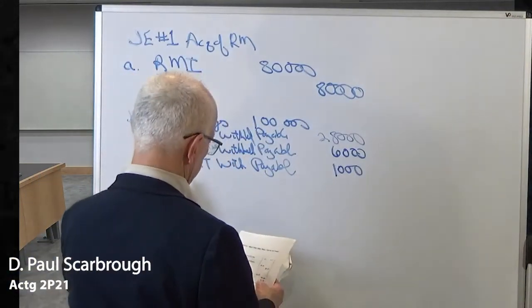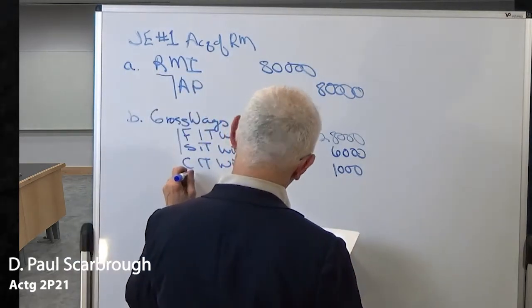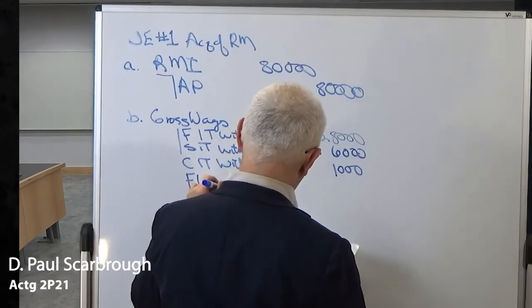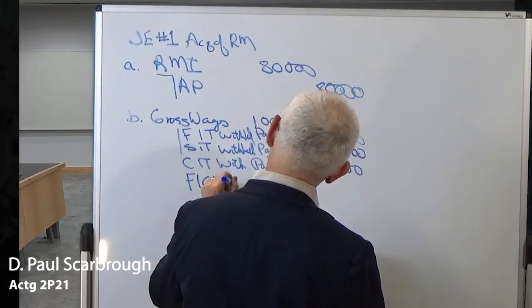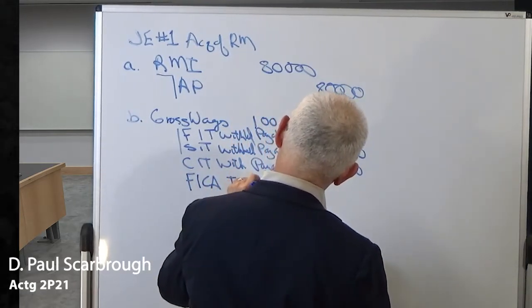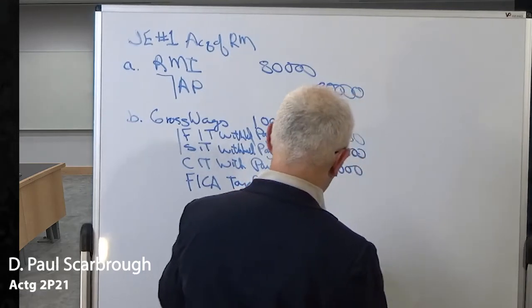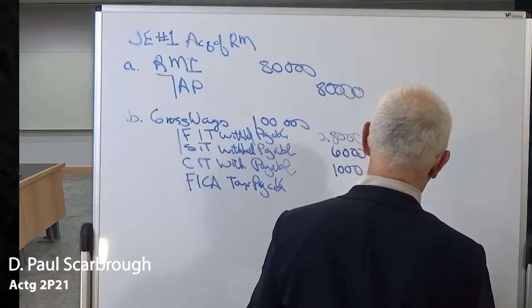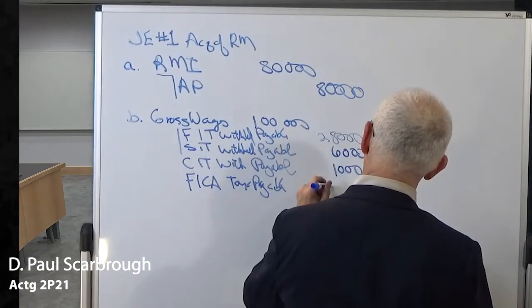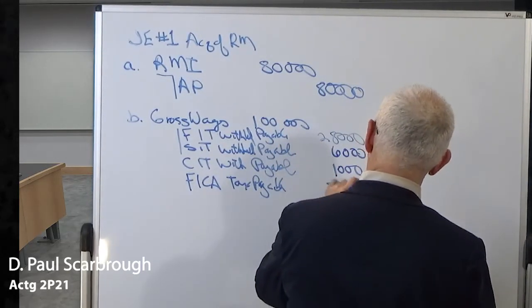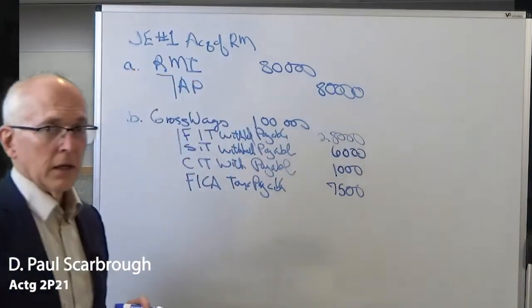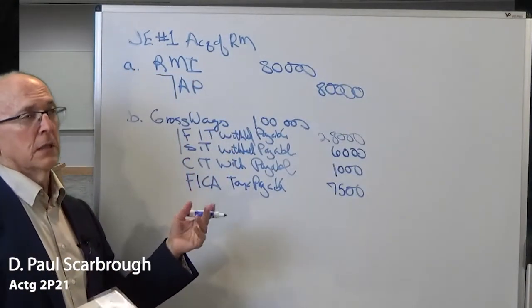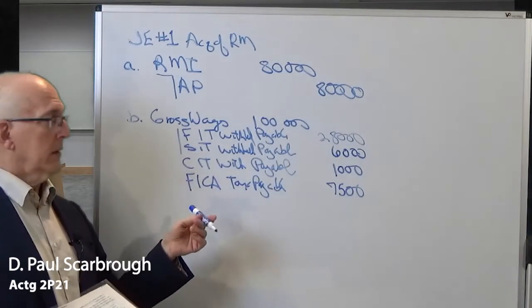Social Security taxes. You'll see this in this book. FICA taxes payable. And FICA, or Social Security taxes, is 7.5%. 7.5% of $100,000 is $7,500. If you could just say Social Security taxes. This does happen to be an American example.